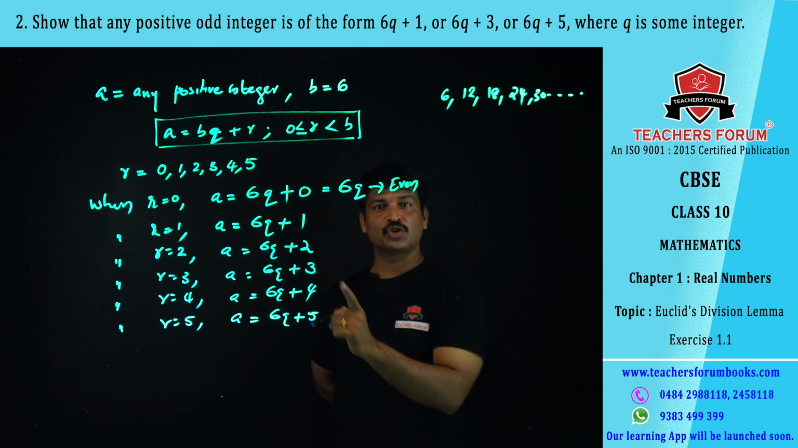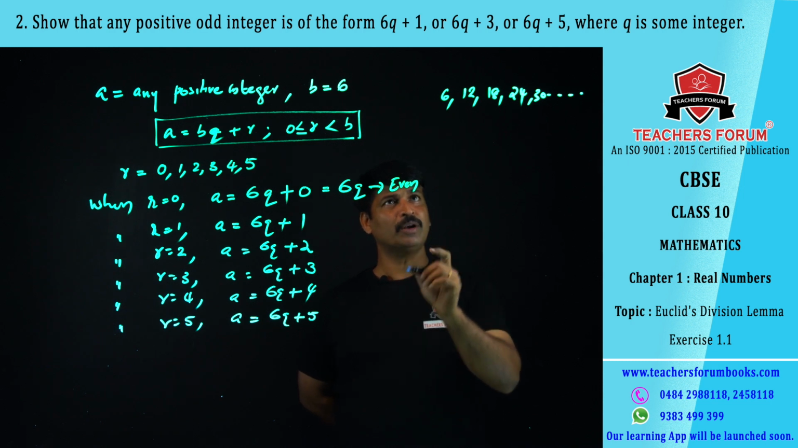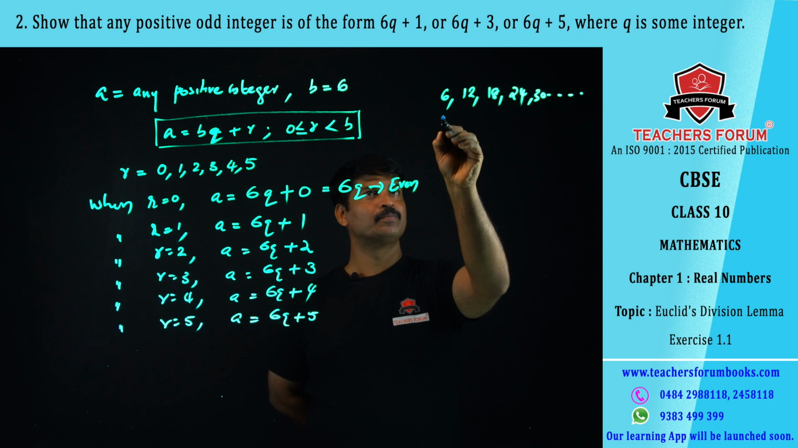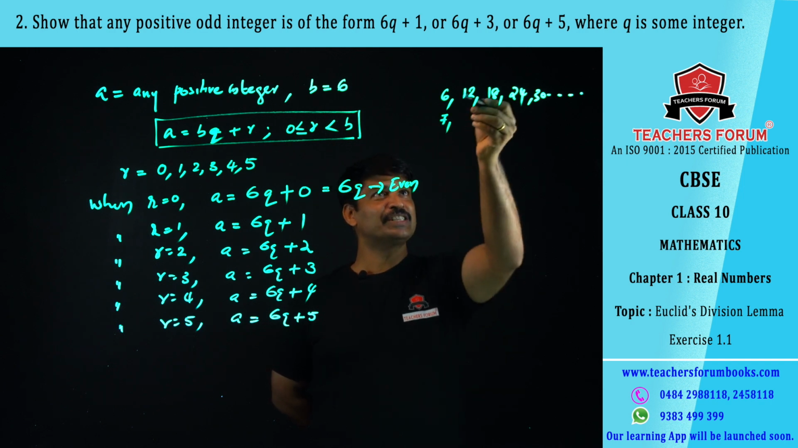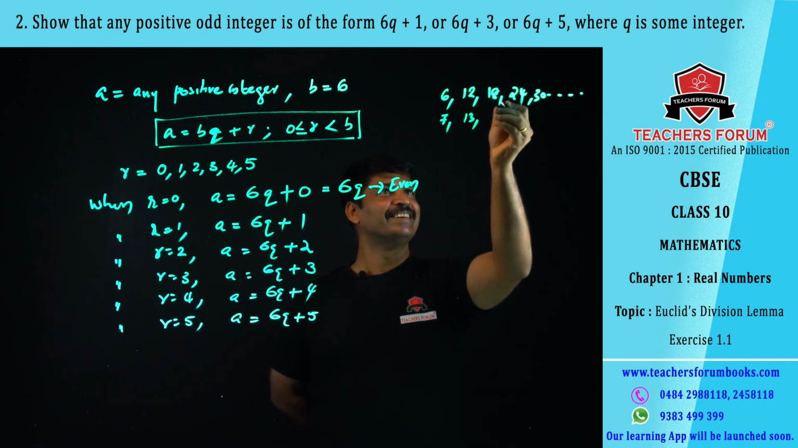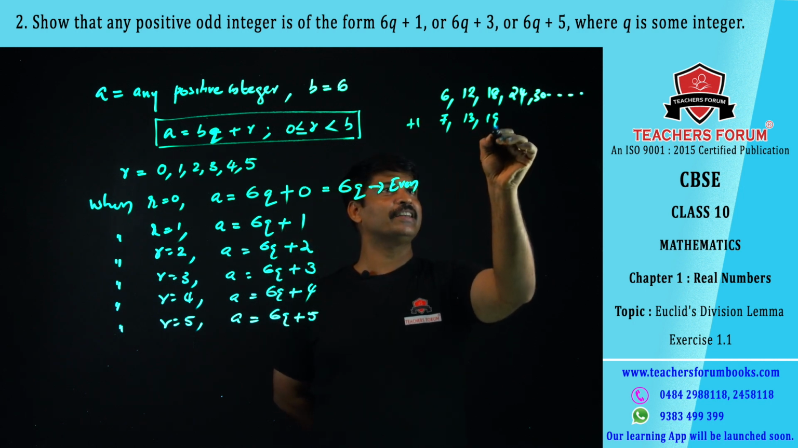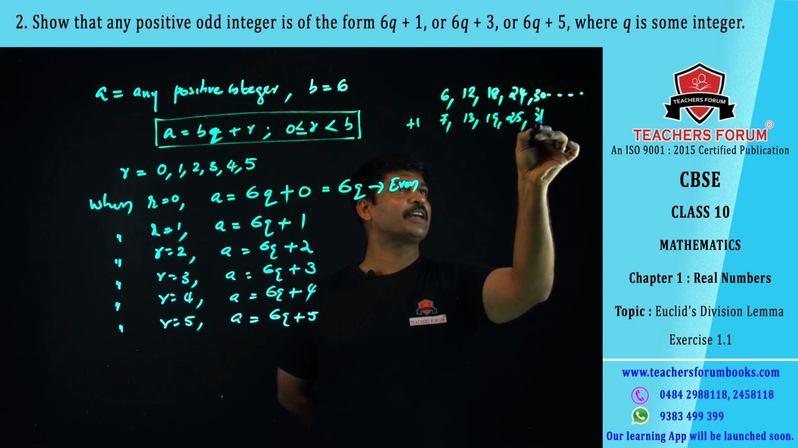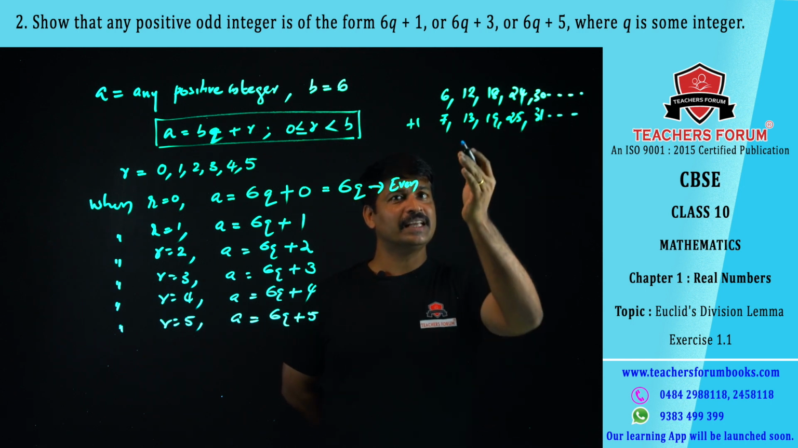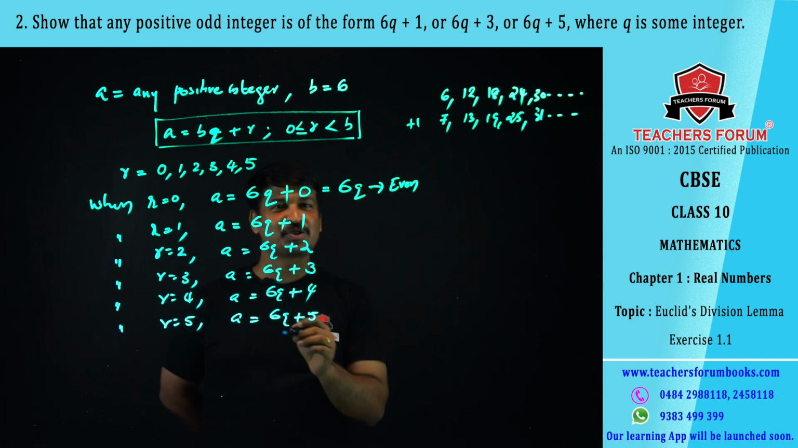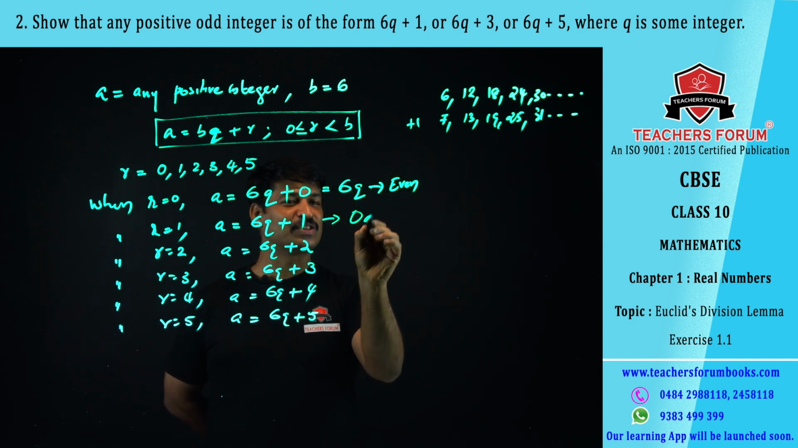Now, let us see what 6q plus 1 is. Plus 1 means with this number you should add 1. What is 6 plus 1? 7. What is 12 plus 1? 13. 18 plus 1 is 19. It becomes 25. It becomes 31. It goes on. Is it even or odd? It's an odd number. So, 6q plus 1 is odd.